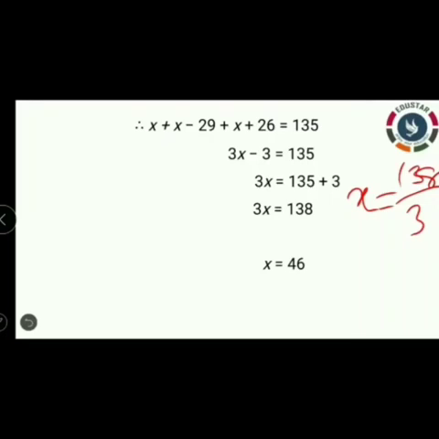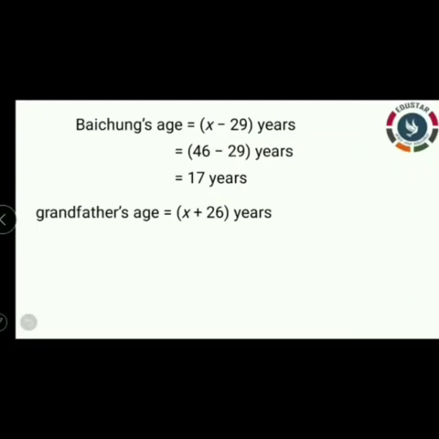So according to the condition, what is it? Baijung's father's age is 46 years. Now Baijung's age is x minus 29 years. So 46 minus 29 is 17 years. And next apply the condition. Baijung's grandfather's age is x plus 26 years. So substitute the value of x. 46 plus 26 is 72 years.